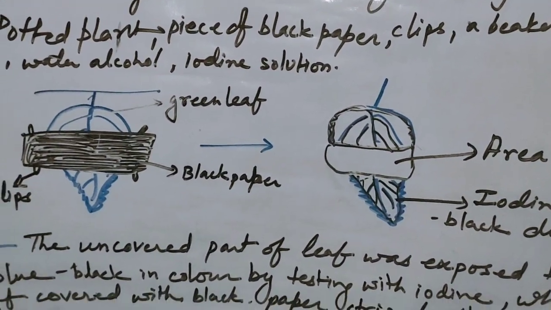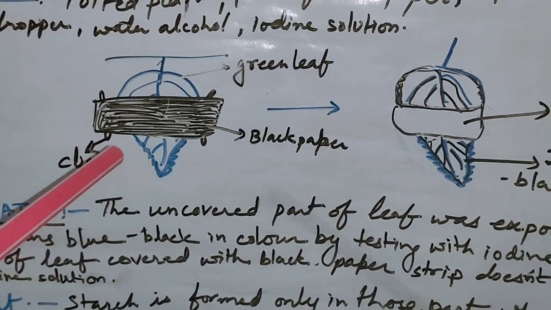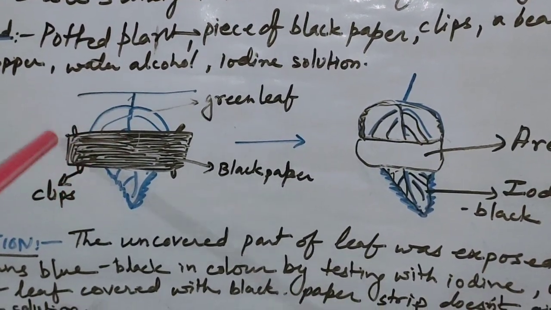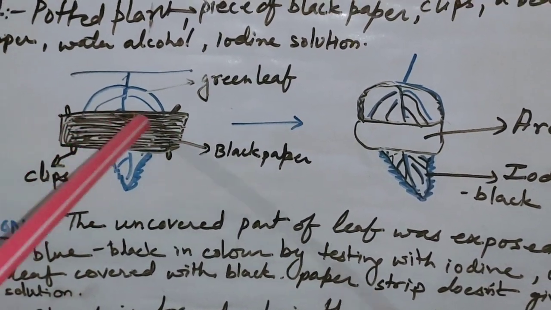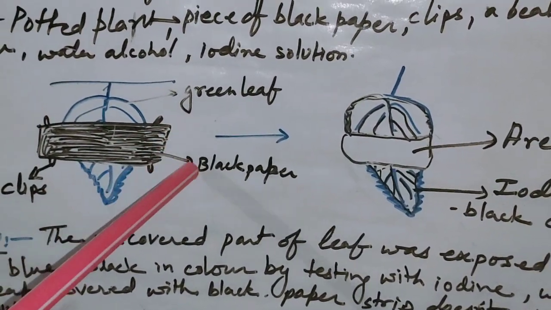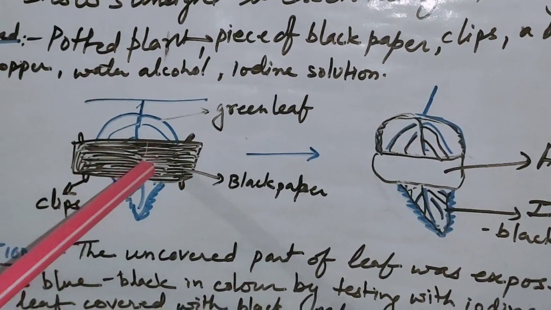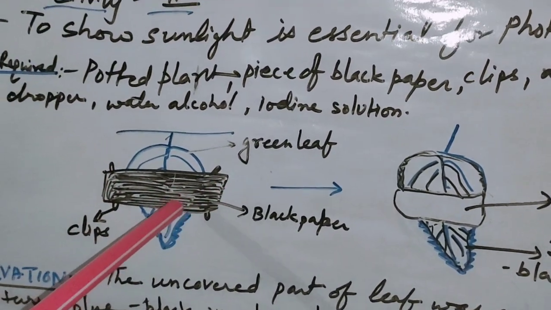We will cover a part of a healthy leaf on both sides with a strip of black paper. You can see this is a healthy leaf. We are covering it with a black paper strip. Here are the clips which are used to fix the black paper on the leaf, and this is the portion where the black paper is kept.